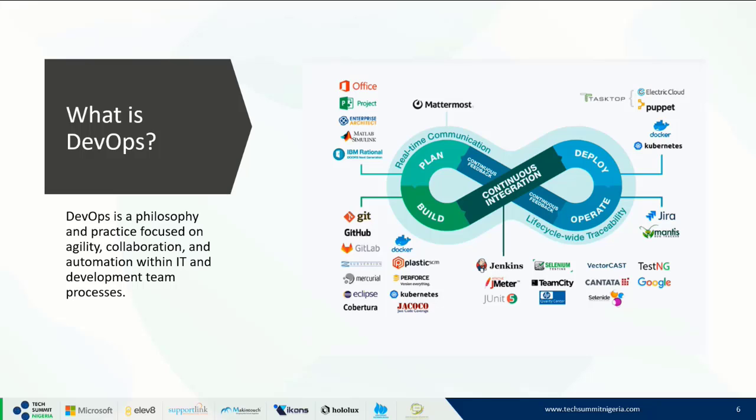So, what is DevOps? It's actually a practice, and it is focused really on agility. Before now, a lot of us have heard about waterfall and all of that, but the agile process has come to stay. DevOps is about collaboration and automation within IT development teams and the operations. That's the word DevOps at the end of the day: developers and operations, bringing them together where they will be able to work.